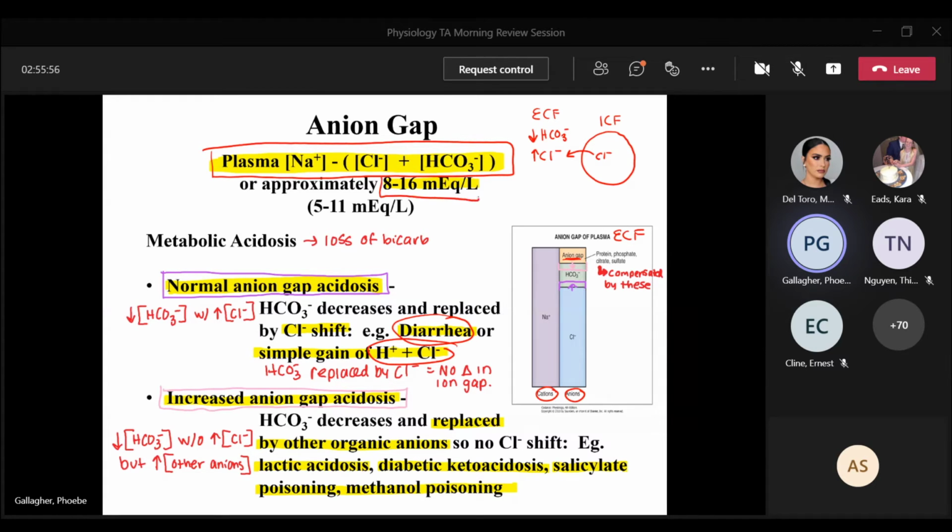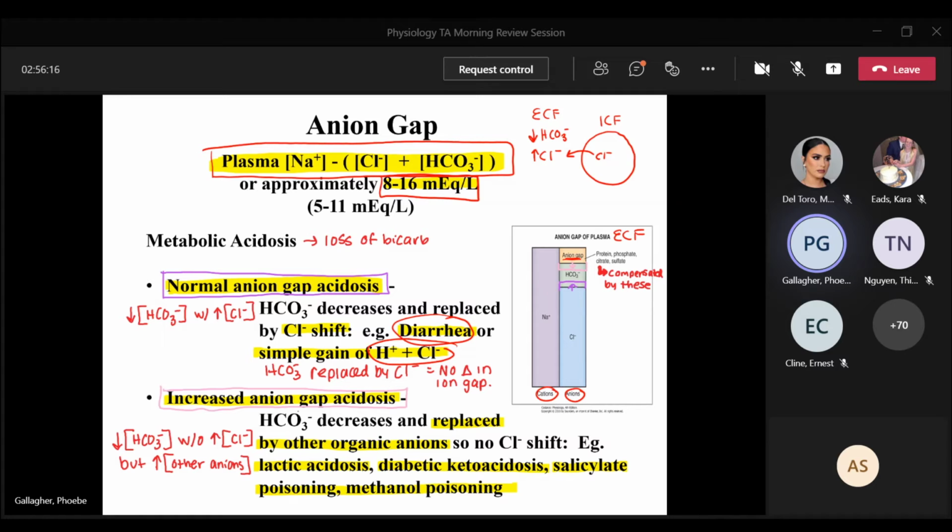Also, make sure you know the normal value that I've highlighted here, because you're definitely going to need to know that for the test. He's going to give you those tables, and the practice questions that he posted are going to have identical questions to those on the exam. So make sure you know the normal value for the anion gap.